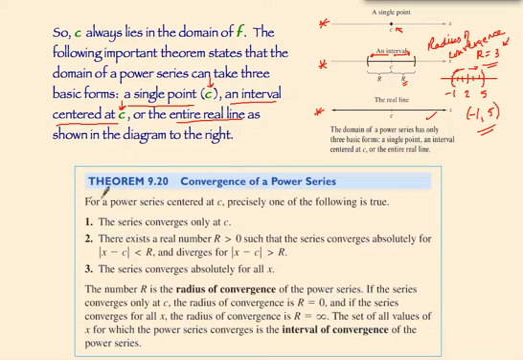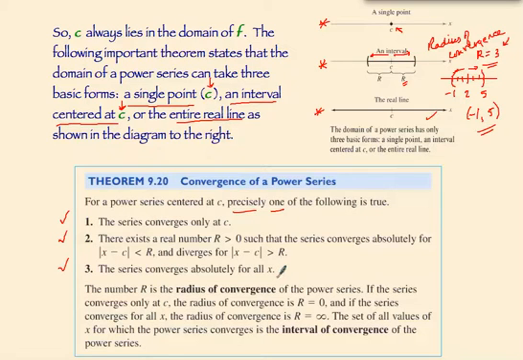Everything works. This definition restates the following. For a power series centered at C, precisely one of the following is true. The series converges only at C. Or there exists a real number R, which we know is called the radius of convergence, has to be bigger than 0 obviously, such that the series converges absolutely for a range of values on either side, and diverges too, but we're mainly interested in the convergence. And number 3, the series converges absolutely for all x.